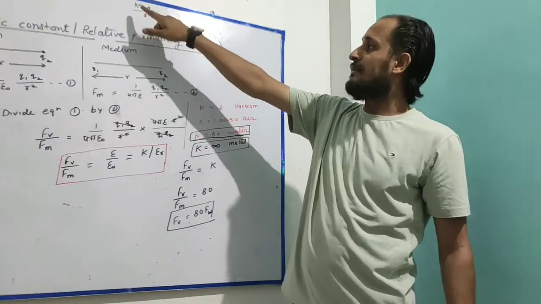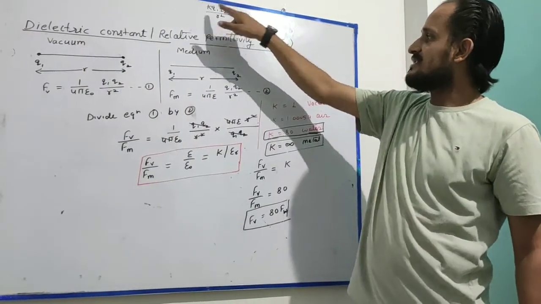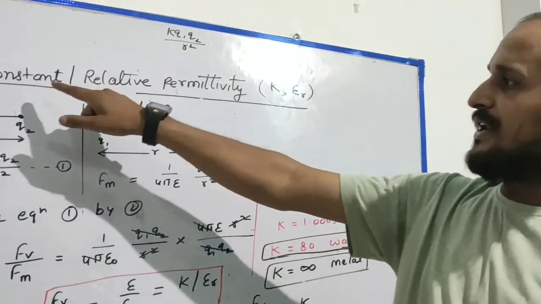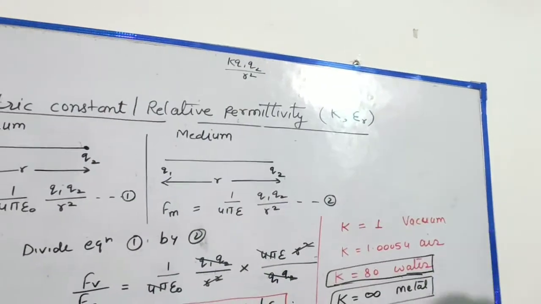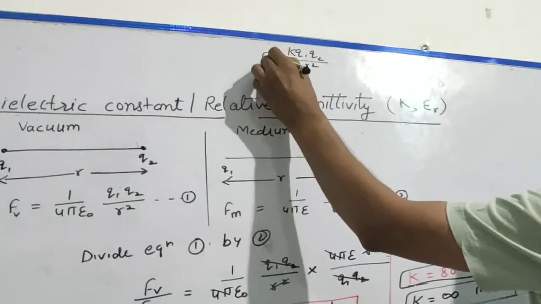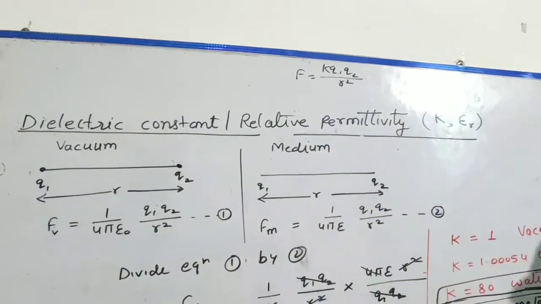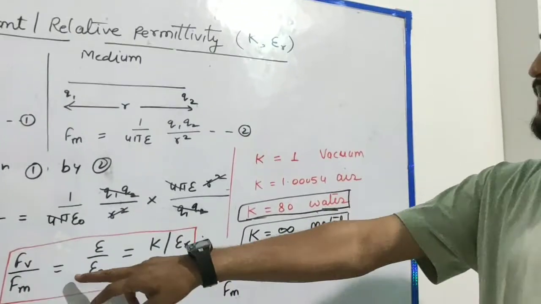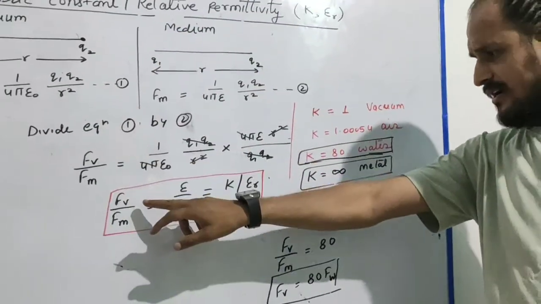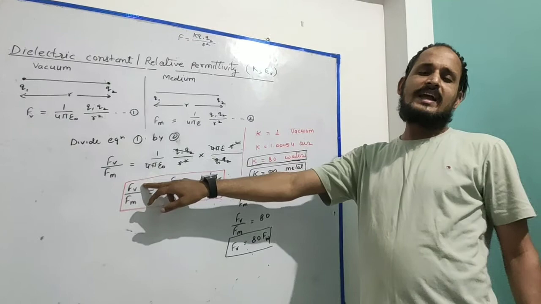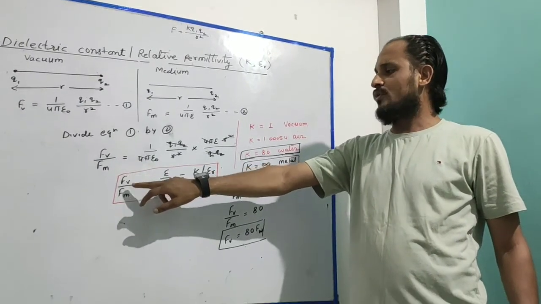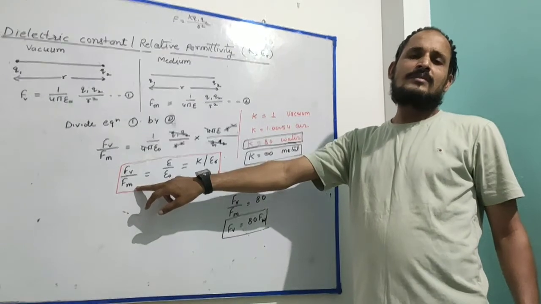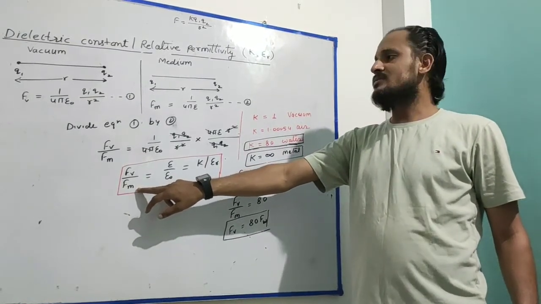One more time I will repeat that, don't be confused with this K. This K is either you can say relative permittivity or dielectric constant, but earlier we had a discussion regarding this formula. The K was electrostatic force constant. And finally the definition of dielectric constant: it is the force acting between two charges in vacuum to the force acting between two charges in medium, keeping all the conditions same.